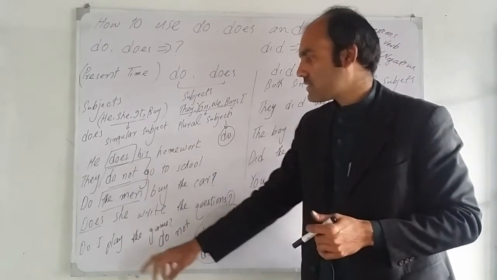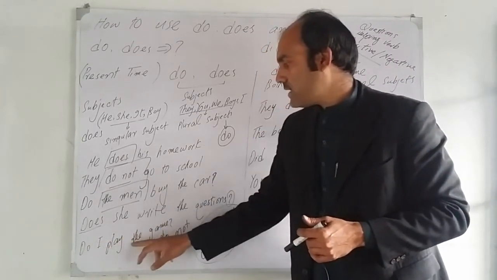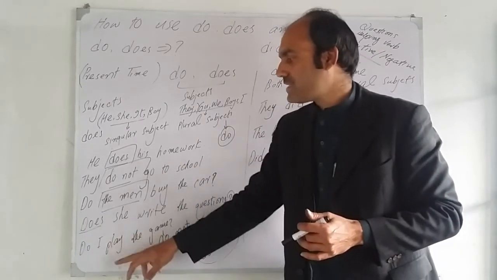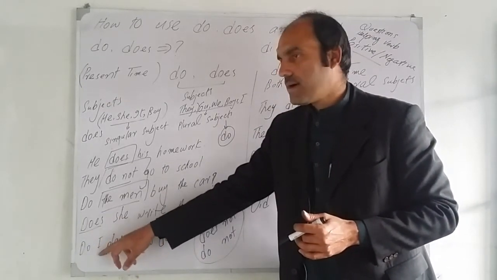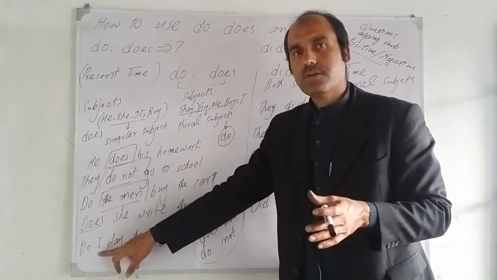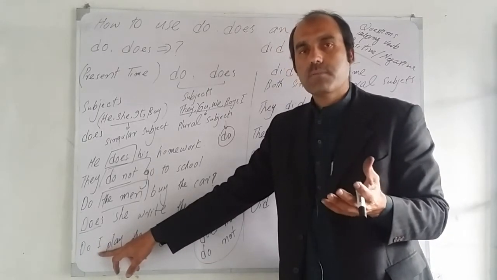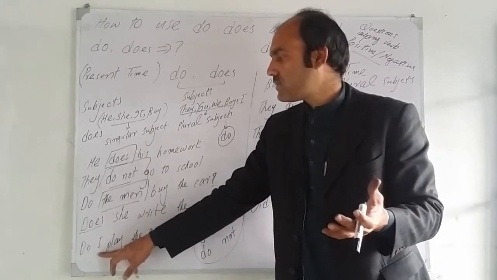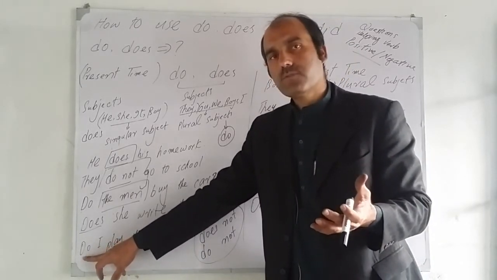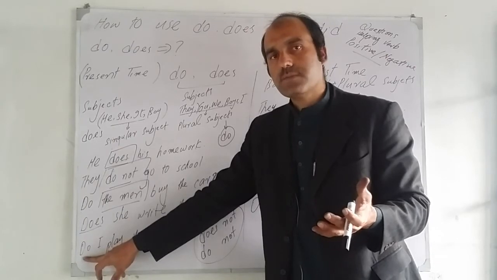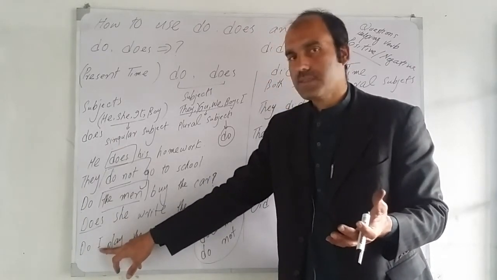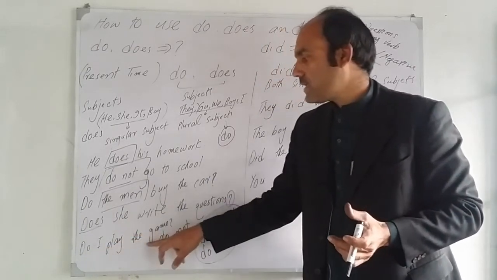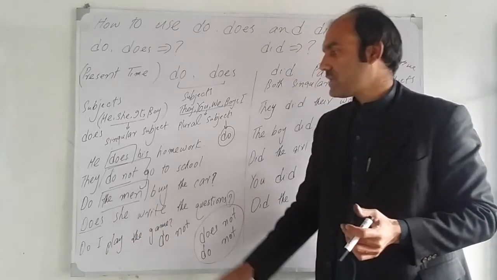Now come to the last sentence. Do I play the game? This sentence is made for I. I is a singular subject, but it is treated as plural, as I told you earlier. So therefore I put do here. This sentence is started by do because the subject is I. Do I play the game? And this is an interrogative sentence.